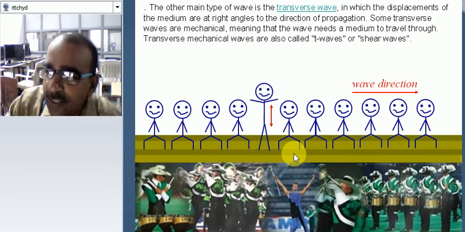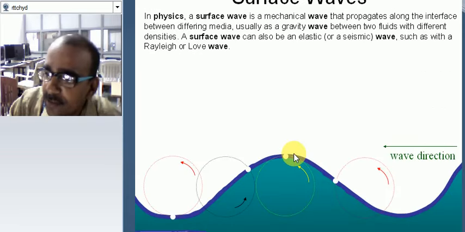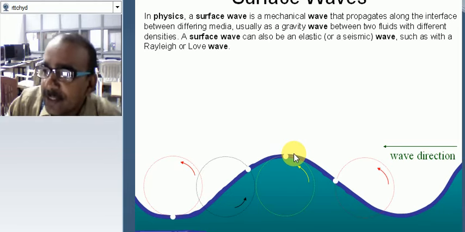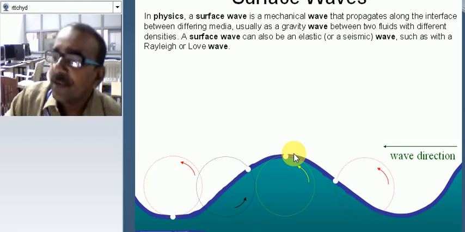Now you can see the properties of a transverse wave, how they will be propagated. The next comes the surface wave. You can see by the diagram, the surface waves in physics will be generated all around the surface as shown in the diagram.